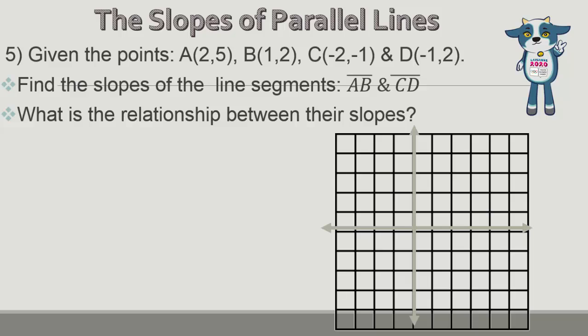In number 5, we're given the points A (2, 5), B (1, 2), C (-2, 1), and D (-1, 2). We want to find the slopes of the line segments AB and CD, and we want to also find the relationship between their slopes. So let's go over to the whiteboard and work this out.